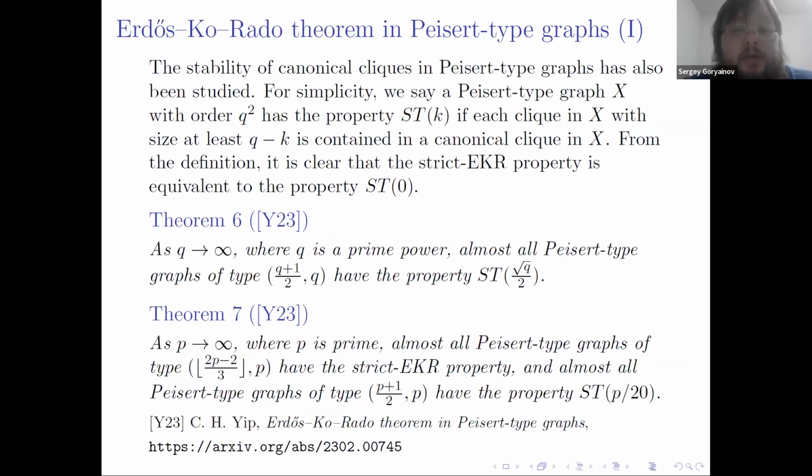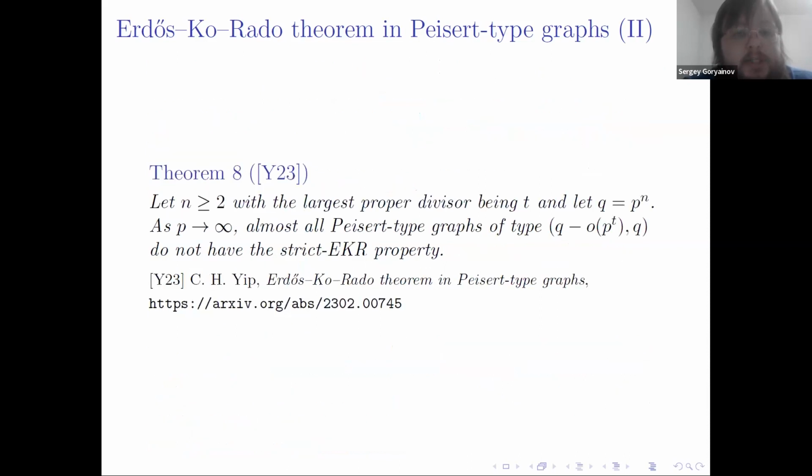The stability of canonical cliques in Paley type graphs has also been studied. For simplicity, we say that a Paley type graph X of order q^2 has the property St(k) if each clique in X with size at least q minus k is contained in a canonical clique in X. From the definition, it is clear that the strict-EKR property is equivalent to the property St(0), and we discuss the following recent results obtained by Asgarli and Yip.